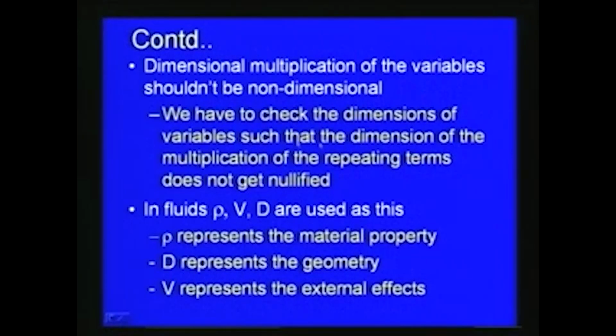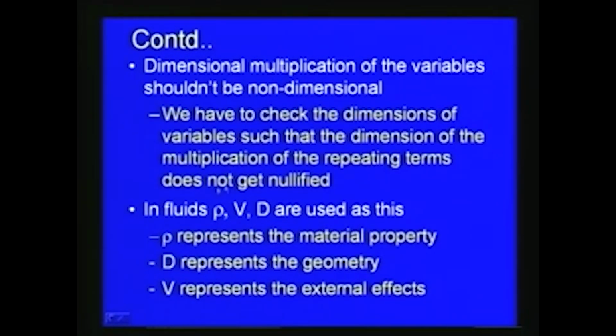So we have to check the dimensions of the variables such that the dimension of the multiplication of the repeating terms does not get nullified. So this is another important point: the dimensional multiplication of the variables should not be non-dimensional.